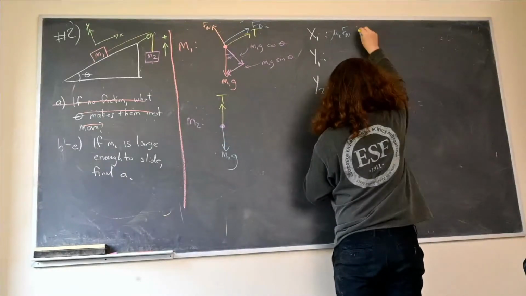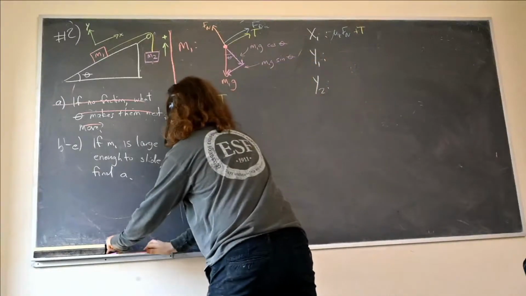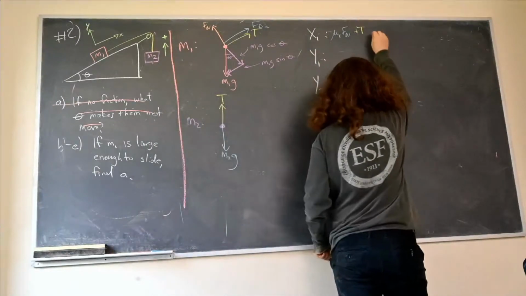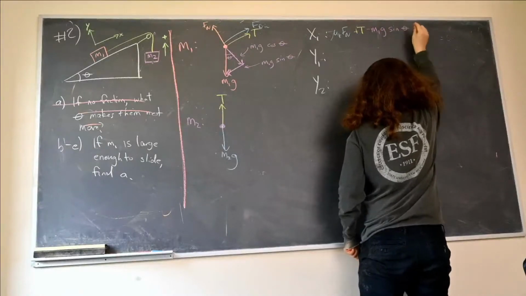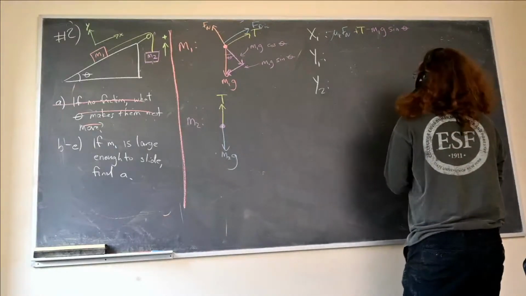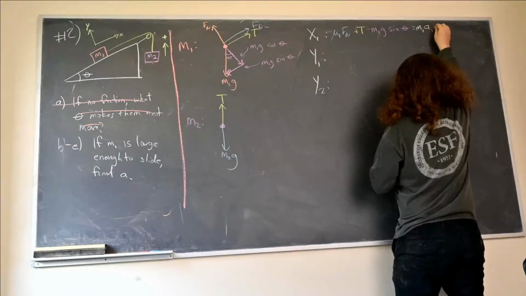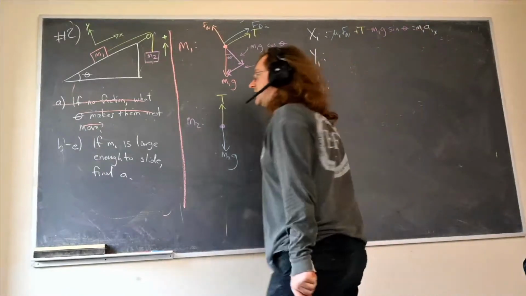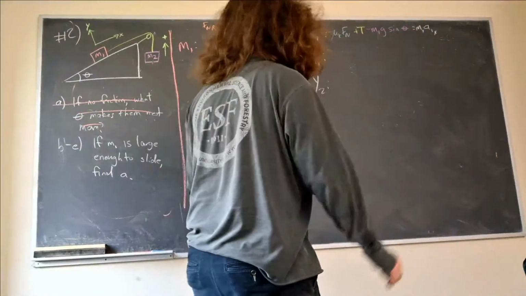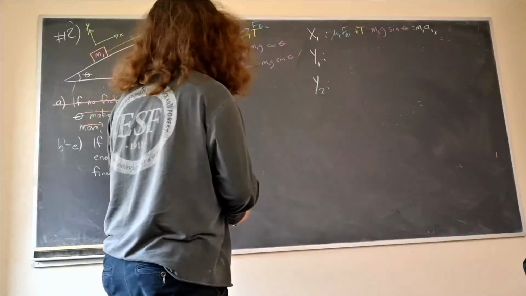Our friend tension is still here, but pulling us back down the ramp is the x component of gravity as before. So minus m1g sine theta equals m1 a1x. Notice I'm keeping all my subscripts. I'll figure it out later which a's are equal to which other a's. Not going to worry about it now. We'll worry about it later.